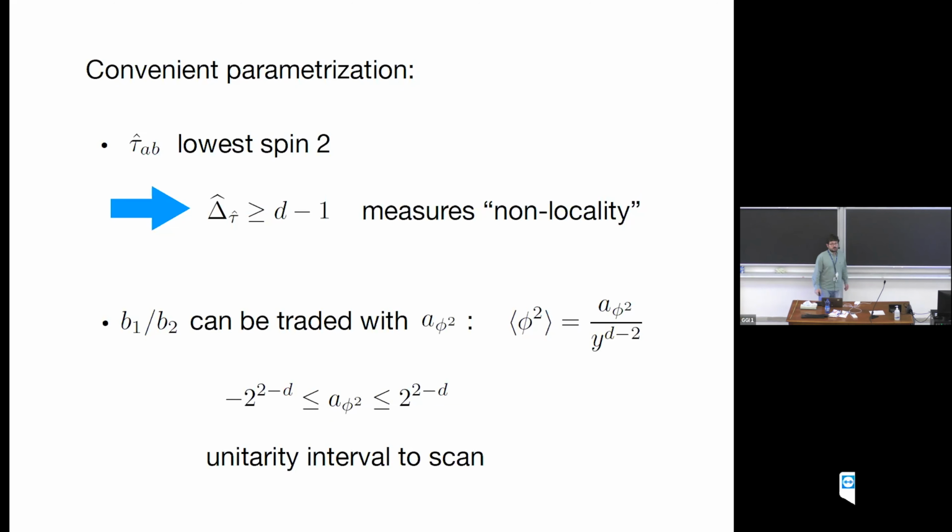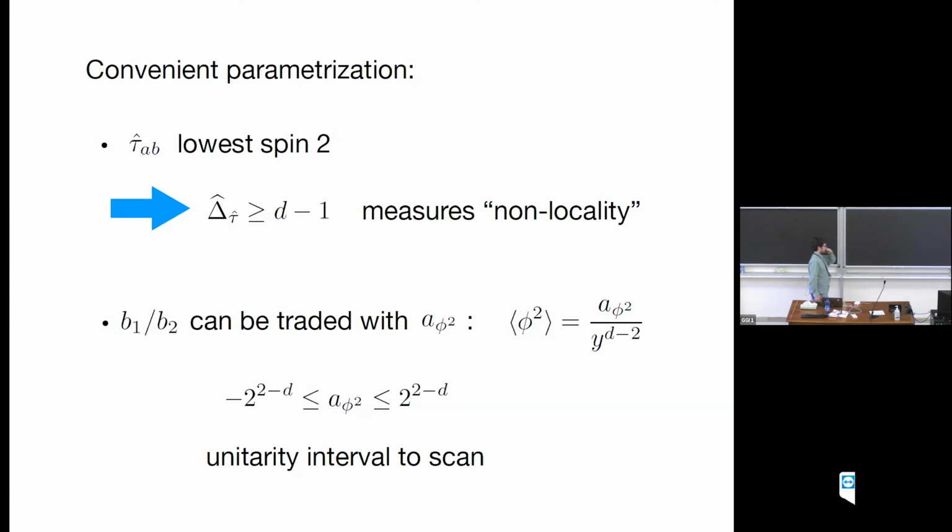And I will now show you the results of the numerical bootstrap analysis, and I need to choose some parameterization to parameterize the space of possibilities and then cut out something. The parameterization that is most convenient is to use this parameter that here I call delta hat, tau hat, which is the scaling dimension of the lowest spin 2 operator on the boundary. And this must be by unitarity larger than d-1. Of course, if we were in a local conformal field theory, then this would be exactly equal to d-1 because it would be the stress tensor.